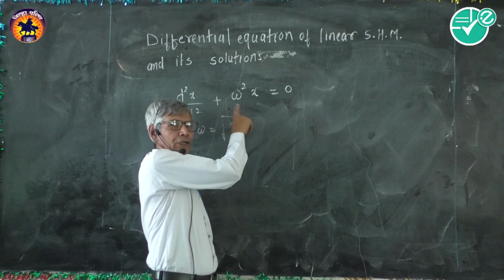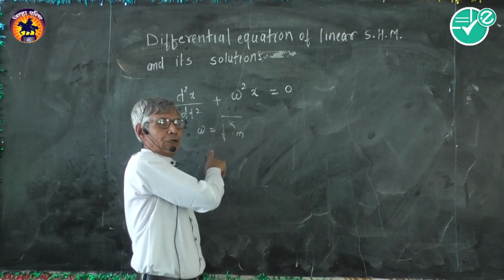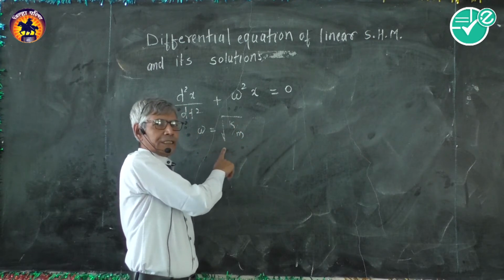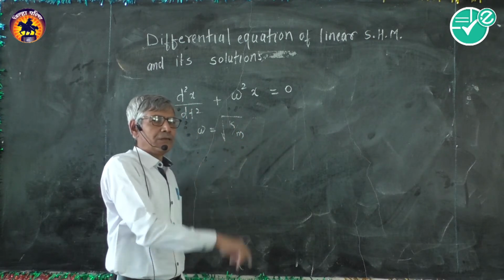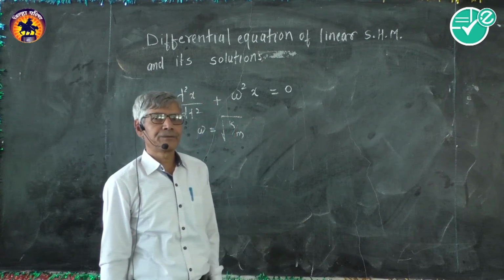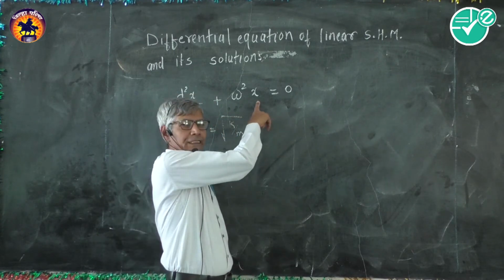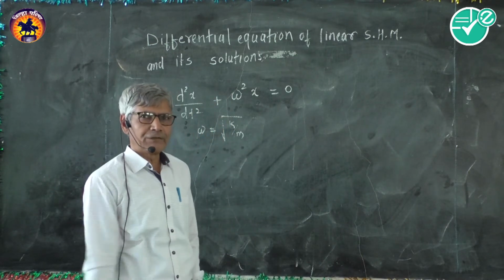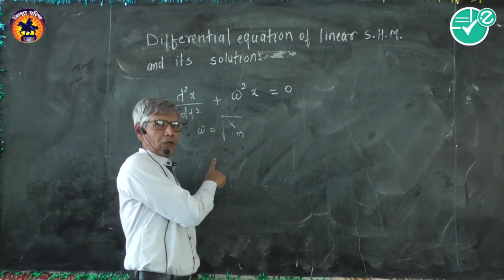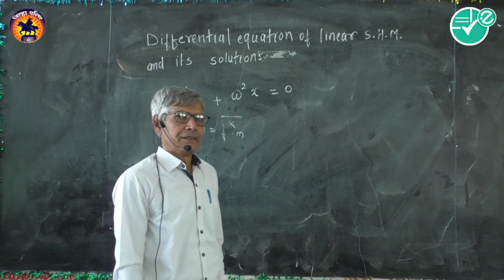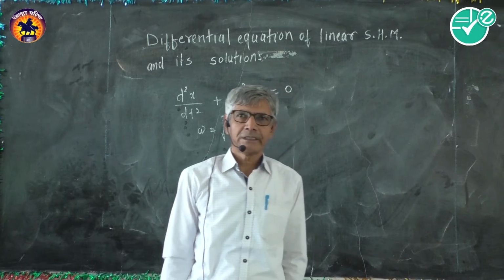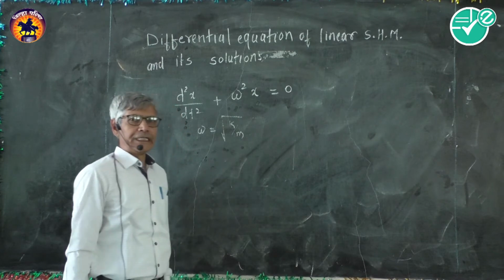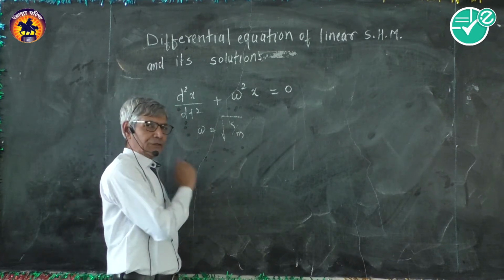Omega is angular frequency of linear S.H.M, where omega is equal to root k by m. In this equation, k is force constant and m is the mass of the object forming linear S.H.M. X is its displacement from the mean. This differential equation can be solved by integrating it. The results are called solutions. In order to integrate this equation, we have to rearrange this differential equation.